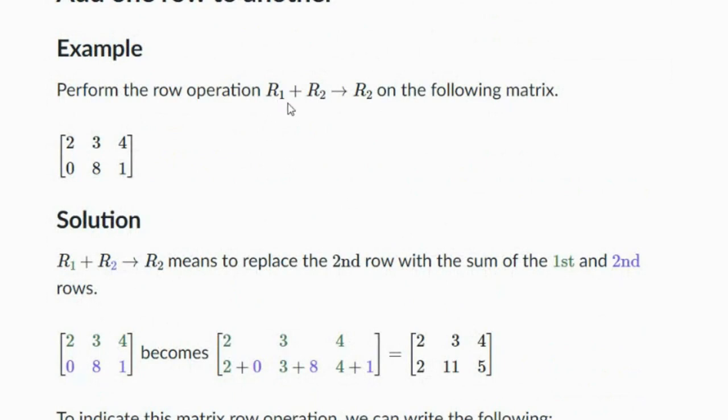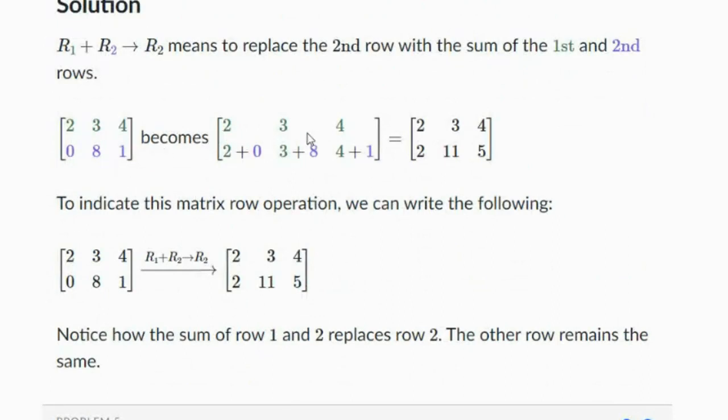So if this says R1 plus R2 replaces R2, and we start with this matrix, the first row still stays the first row because it did not say replace the first row. So we take the first row and it's still 2, 3, 4. The second row, it told us to replace that with row 1 plus row 2. So we take 2 plus 0. We take 3 plus 8. We take 4 plus 1. So the new second row becomes 2, 11, and 5. Notice the first row stays the same because it did not say to do anything about replacing that. We're only replacing the second one.